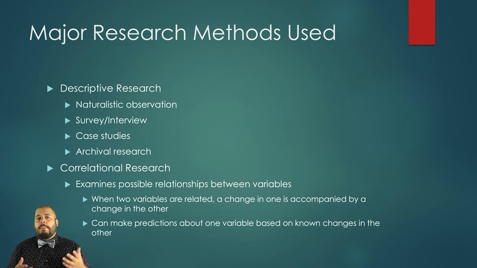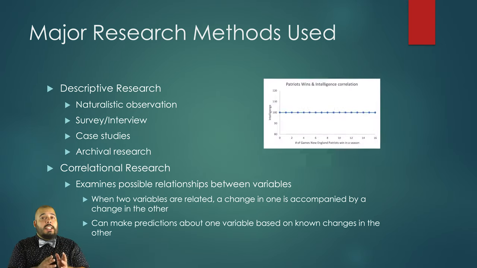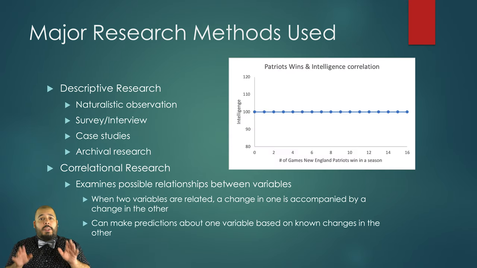Non-existent correlations happen when one variable does not have a relationship with another variable at all. For example, your intelligence has no relationship with how many games the New England Patriots football team win in a season. Though, in my opinion, being a fan of the New England Patriots causes lower intelligence.